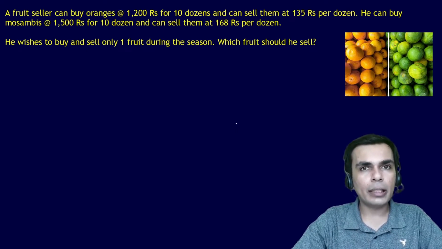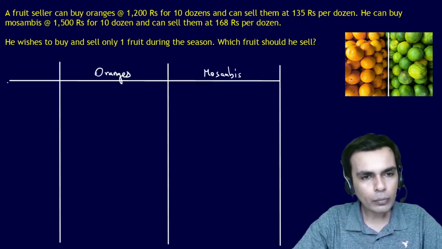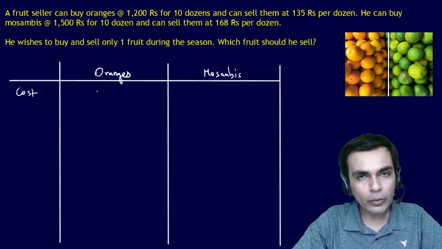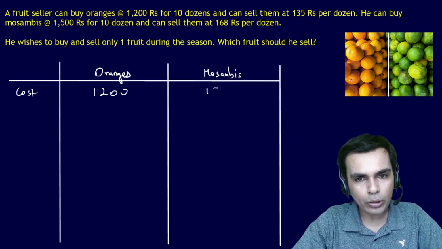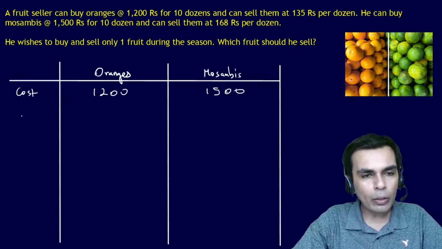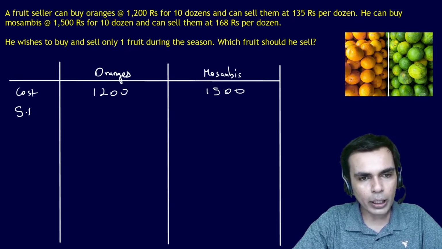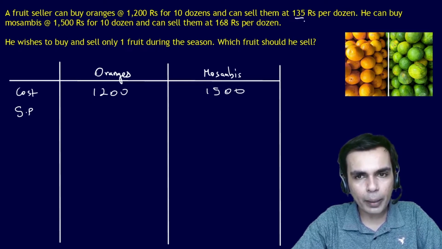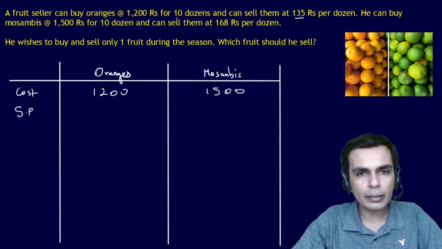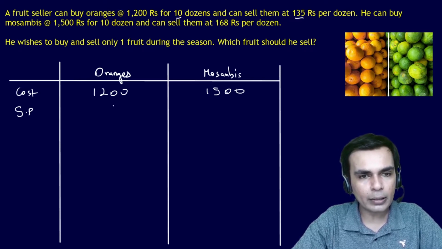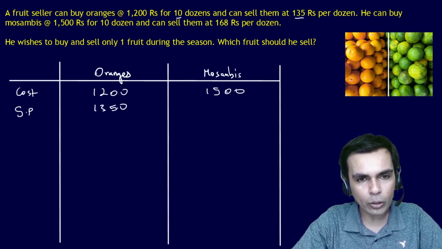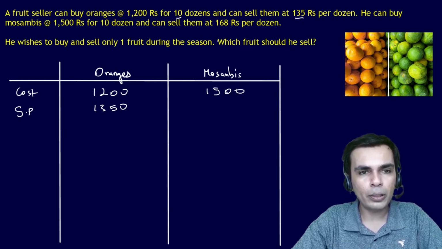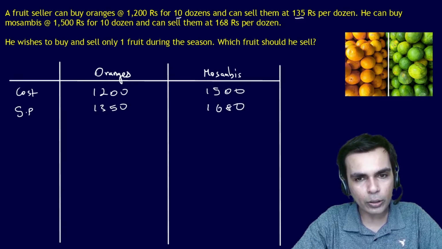Now you might say he should sell the fruit that gives him more profit. Let's start with the cost. We see oranges cost 1200 rupees and Mosambis cost 1500 rupees. Now let's look at the sale price, let's call it SP. For oranges, he can sell them at 135 per dozen, and let's say he buys 10 dozens. Therefore, for 10 dozens, the selling price would be 1350 rupees, that's 10 times 135 rupees. And Mosambis, he can sell at 168 per dozen. For 10 dozens, it would be 1680.